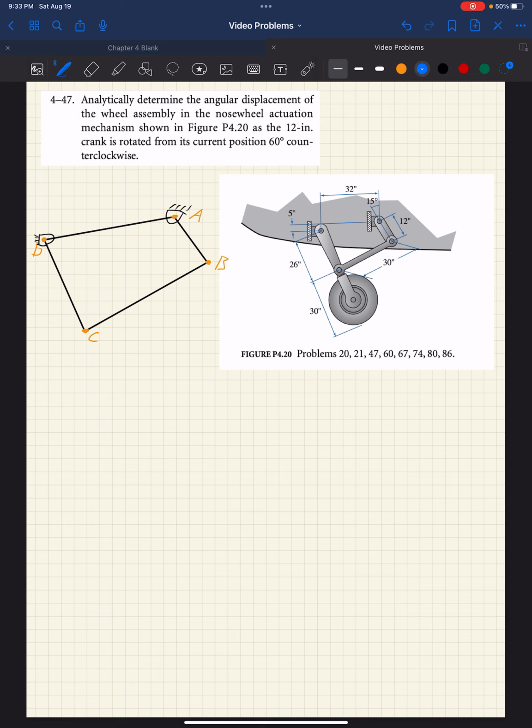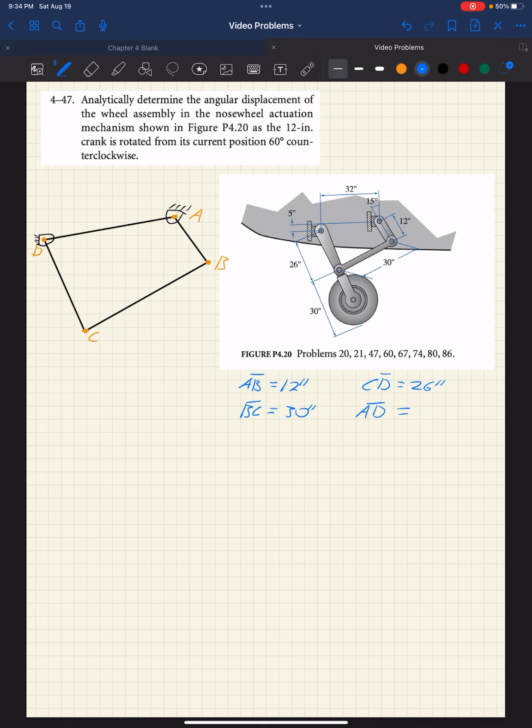I think it's also worthwhile if we go ahead and label some distances for us real quick. So AB is our 12-inch link. BC is our 30-inch link. CD is our 26-inch link. And AD, we have to do a little work for.